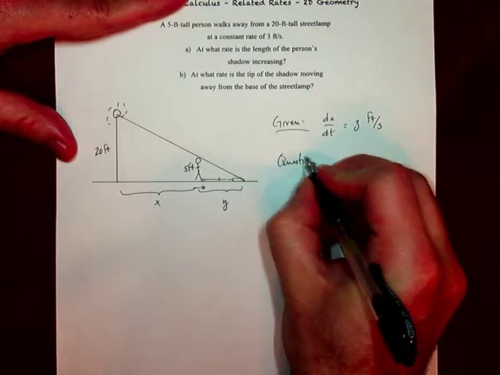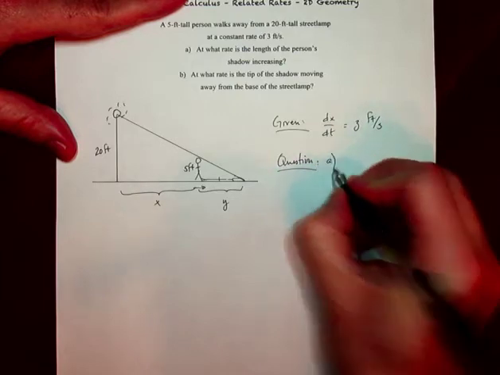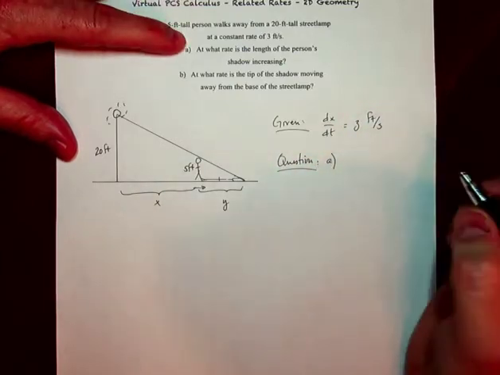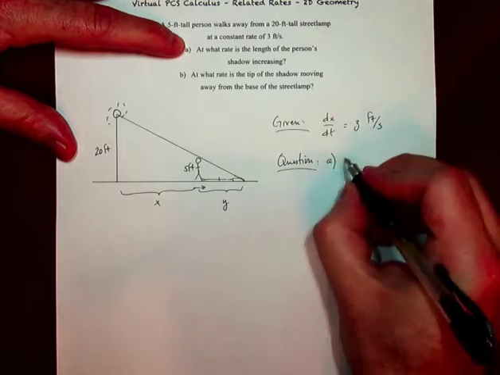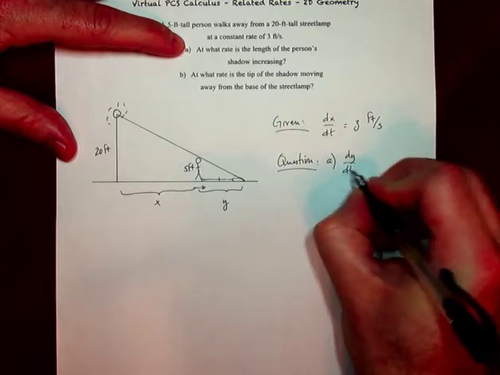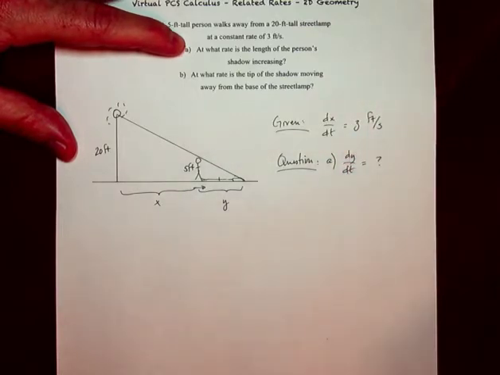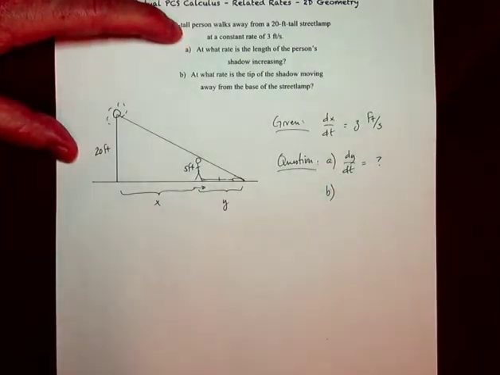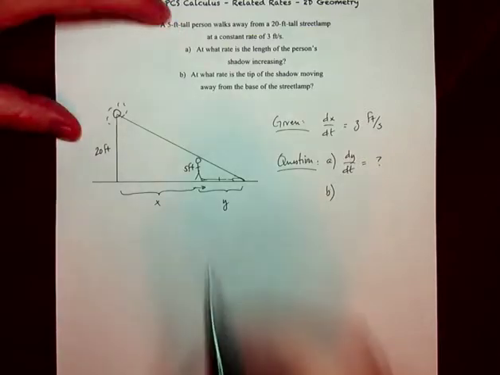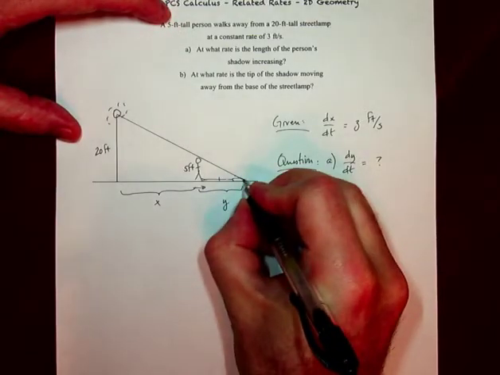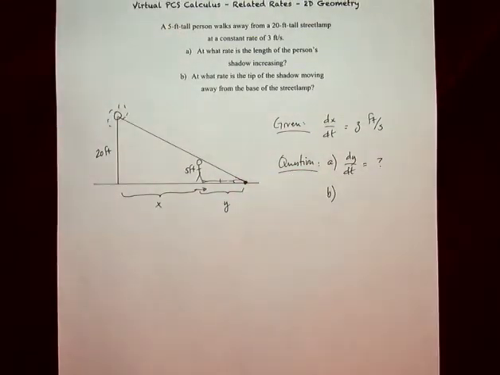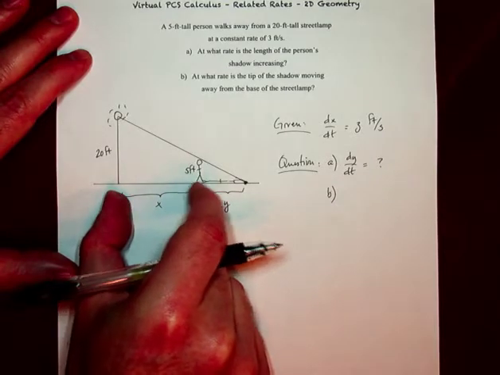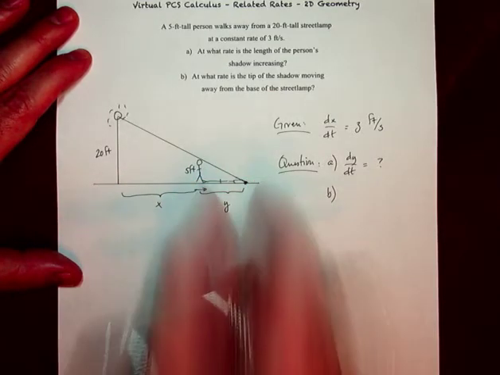And so my question in part A is, at what rate is the length of the person's shadow increasing? So how fast is dy/dt getting larger, right? And B, at what rate is the tip of the shadow, so this point right here, moving away from the base of the street lamp? Well, that's going to combine both this distance increasing and this distance increasing.